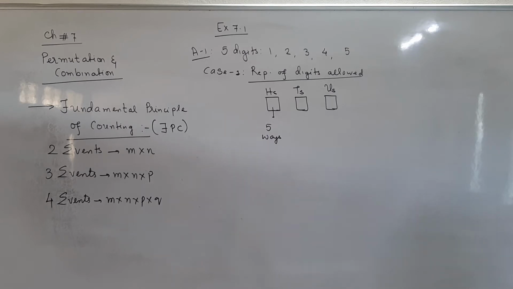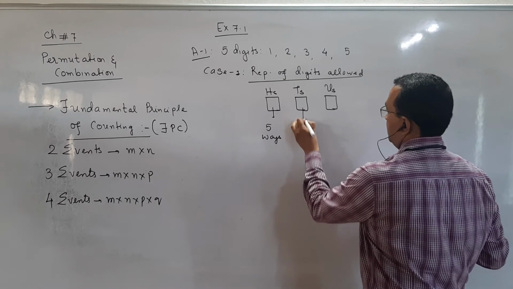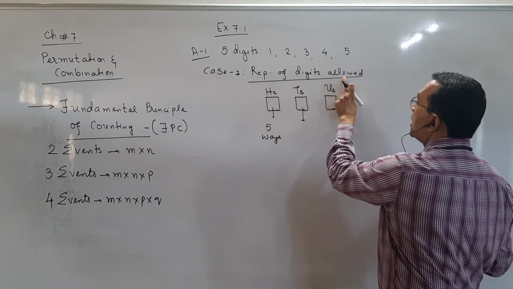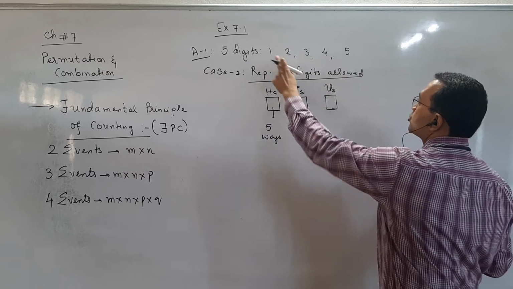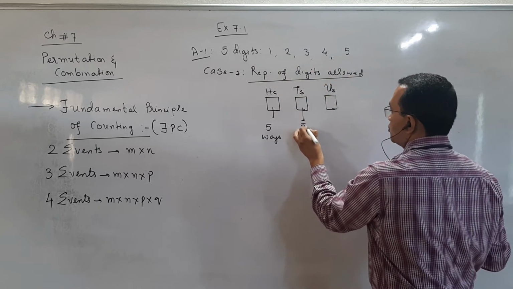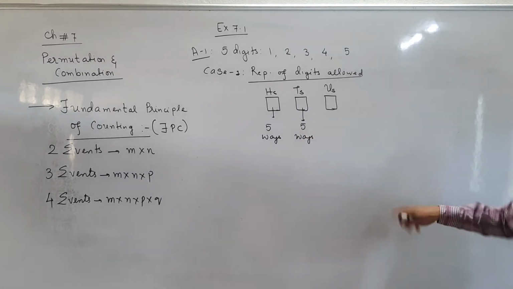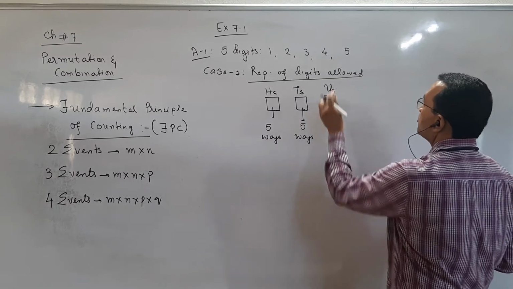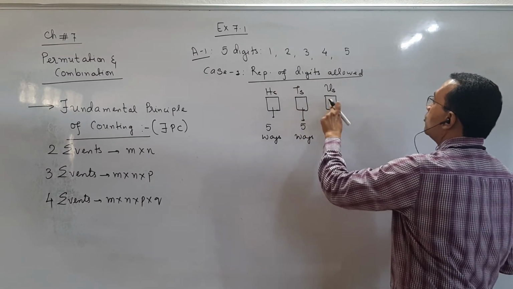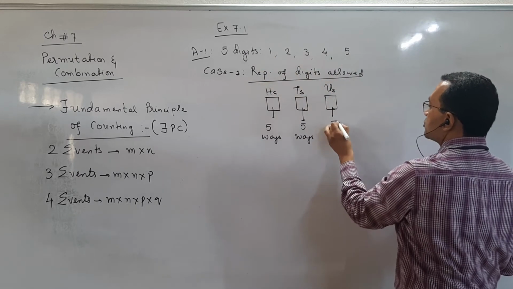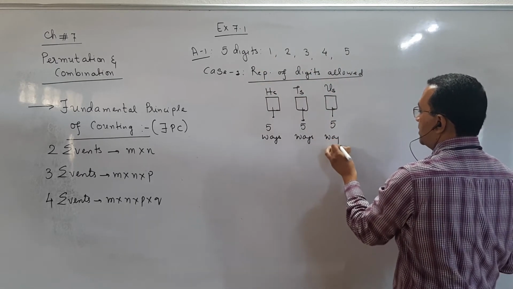So the first event of filling the hundreds place is done in 5 ways. After that, the tens place. Now suppose 3 is arranged here. Repetition of digits is allowed, so 3 can come in the tens place also. So again we have 5 options. The tens place can also be filled in 5 ways. After that, the units place. Suppose 4 is arranged here. The units place also can be filled with any of the 5 digits, so in 5 ways.